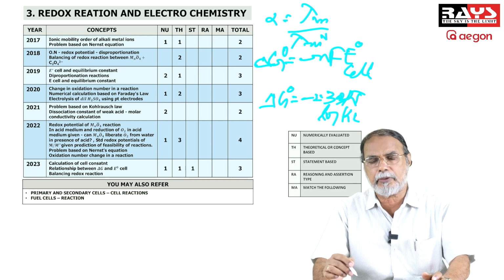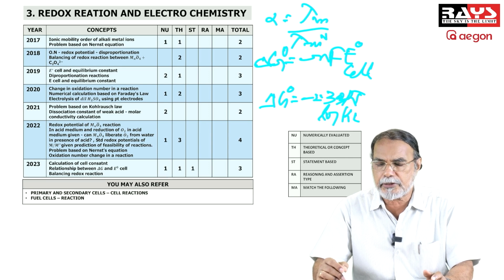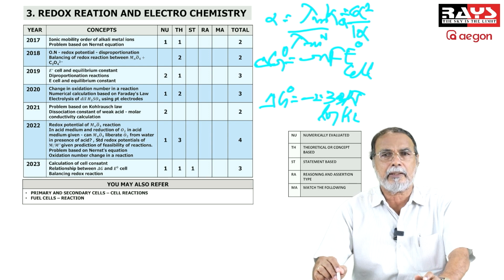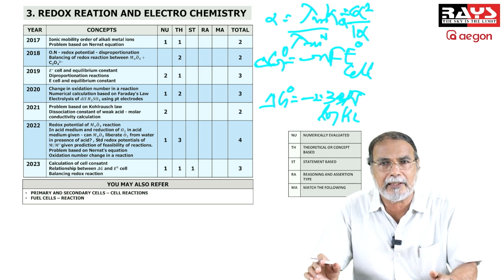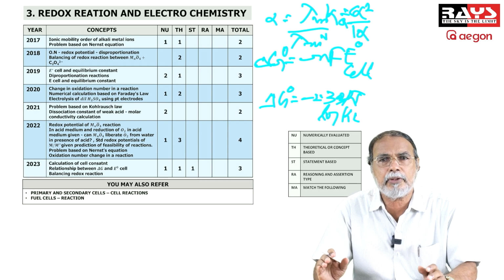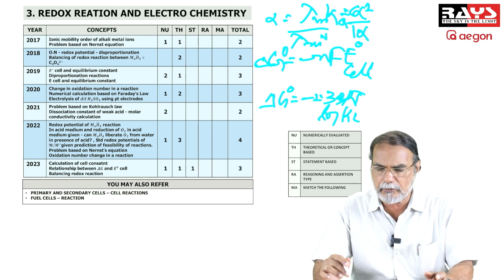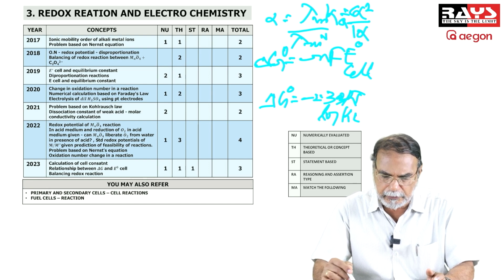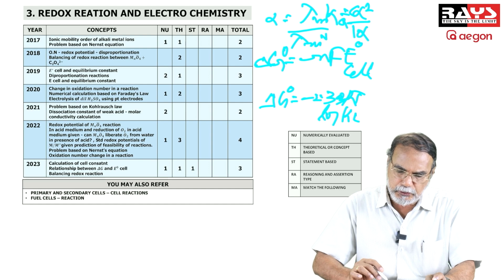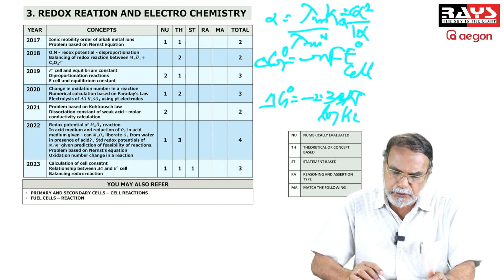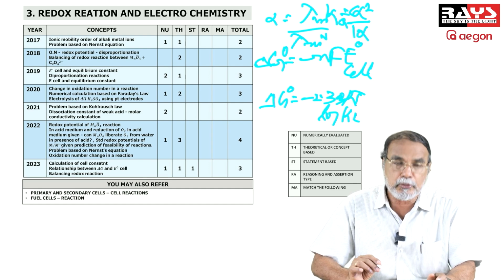And once you know alpha, you can also calculate the ionization constant for the acid, K equal to C alpha square by 1 minus alpha for an electrolyte which is a univalent acid or univalent base like HCN or acetic acid or ammonium hydroxide. You can calculate the ionization constant of the acid or base using these calculations. Okay, so such questions may be asked. A question of that type was asked in 2021.